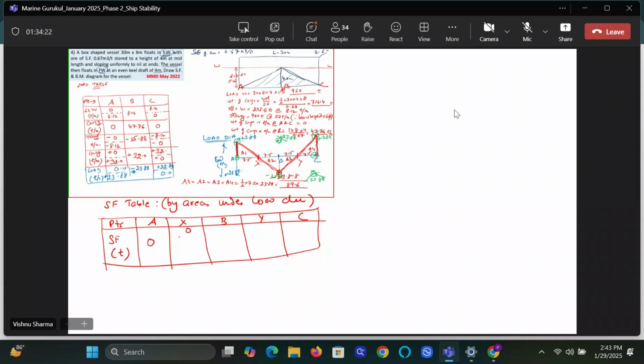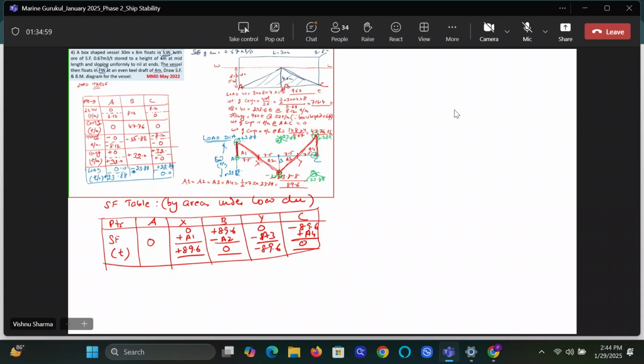0, 0 plus A1, that means plus 89.6, plus 89.6 minus A2 becoming 0, 0 minus A3, minus 89.6, minus 89.6 plus A4 is 0. Have I filled up the SF table correctly, guys? Yes or no? Yes, sir. Okay.